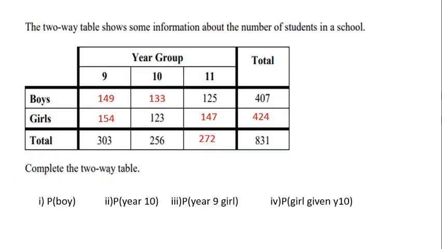Okay, so let's have a look at some questions. What's the probability of picking a boy? If I pick a person at random from this group of 831 students, what's the probability of a boy? Well, the probability of a boy is 407, because there are 407 boys out of 831. What's the probability of picking a year 10? Well, there are 256 year 10s.